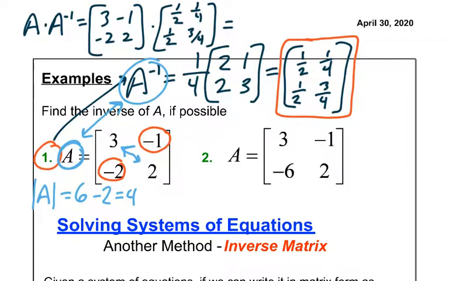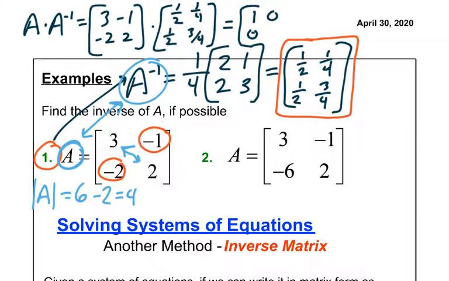Multiplying with fractions is always a little tricky, so just be careful and be patient. I know it's a little rough, but you guys are good. You can do it. All right, rows by columns. I should get, in the first one, 3 times 1/2 and -1 times 1/2. That's 3 halves minus 1 halves is 2 halves, or 1. On the top right, I should get 3 times 1/4 plus -1 times 3/4. That's 3/4 minus 3/4. This is looking good. Bottom left, how about -2 times 1/2 plus 2 times 1/2? That's -1 plus 1.